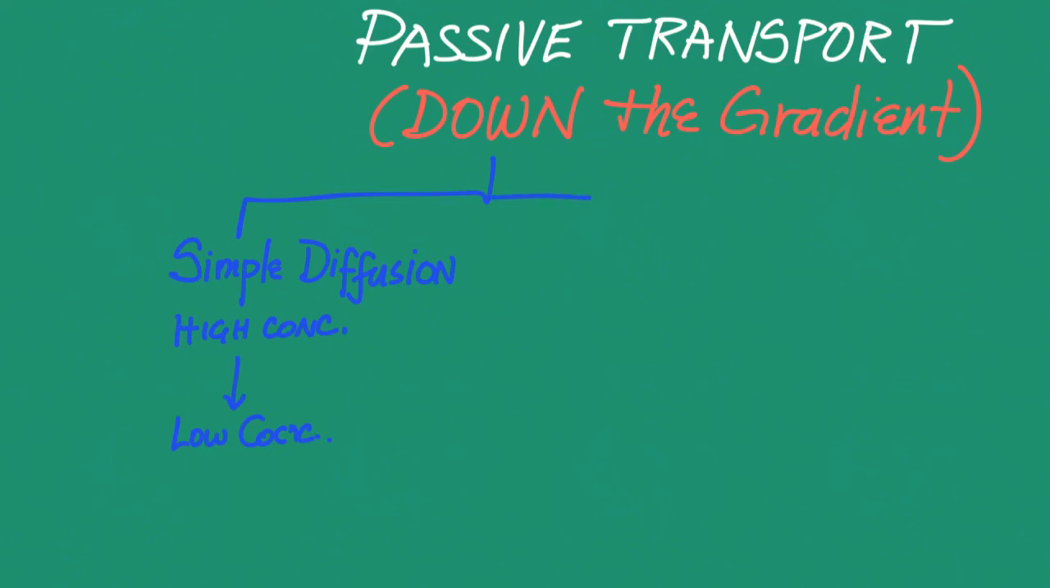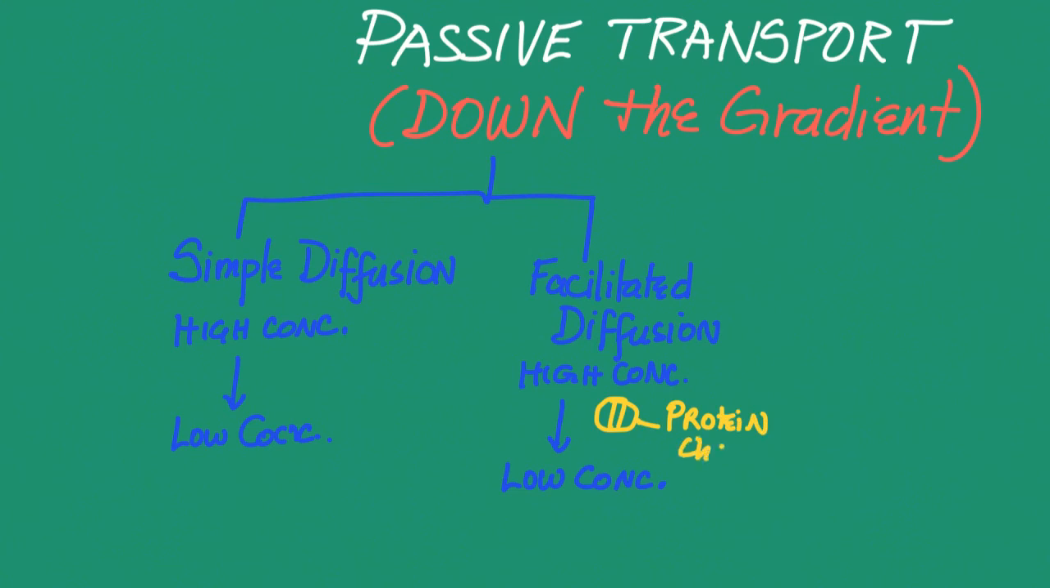So now let's take a look at facilitated diffusion. It's very much like simple diffusion, but the only difference is that facilitated diffusion needs a protein channel, which means larger molecules, polar molecules, will move through this channel. In simple diffusion, the molecules moving are usually very small. So here we have a protein channel for facilitated diffusion.